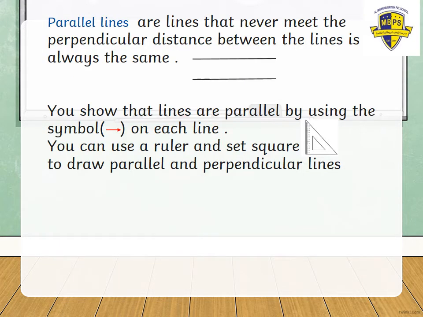Now, parallel lines. What do we mean by parallel lines? Parallel lines are lines that never meet. The perpendicular distance between the lines is always the same. You show that lines are parallel by using the symbol on each line. You can use a ruler and a set square to draw parallel and perpendicular lines.